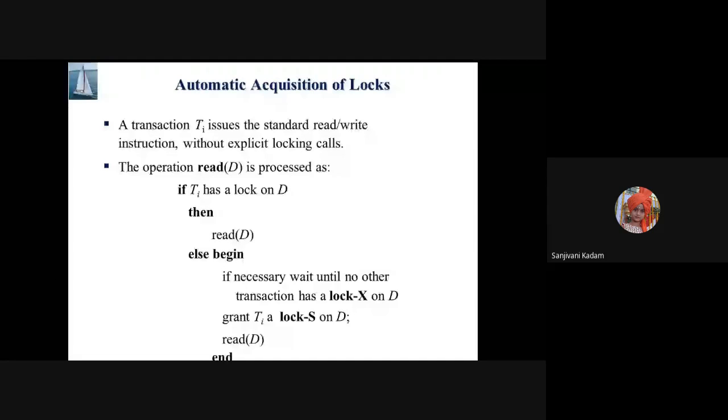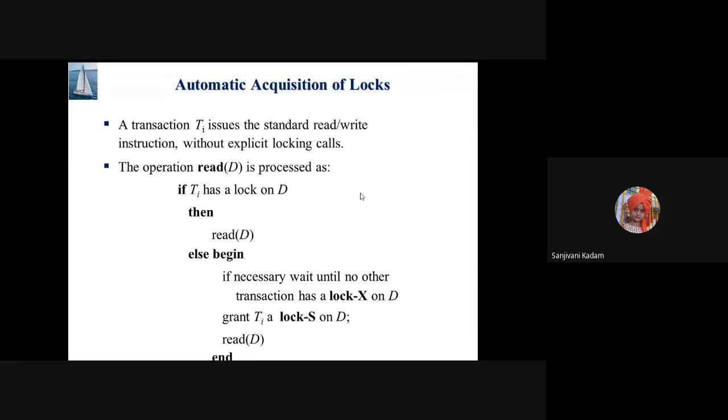During this period, consider that a transaction Ti is willing to perform a read operation, that is, it wants to read a data item from a database, say we are accessing a data item D. So this will check if Ti has any lock on D. Wherever a read D operation is there, this automatic acquisition of the lock mechanism will check whether there is any existing lock held by Ti on D. Either it can be shared, it can be exclusive, or there might be a possibility that transaction Ti does not have any lock on data item D.